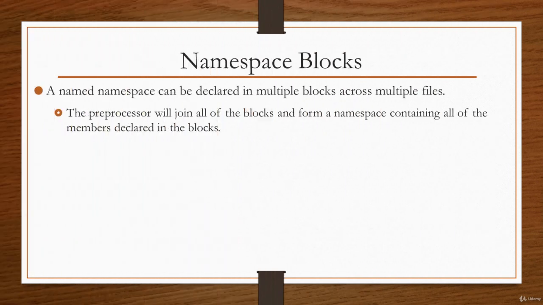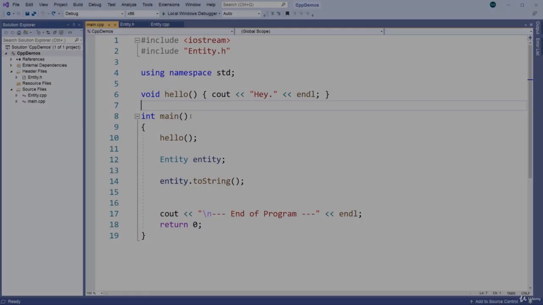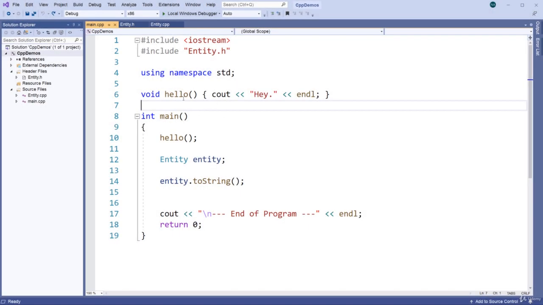Next, I want to talk about namespace blocks. Now, a named namespace can be declared in multiple blocks across multiple files if you want. So across multiple files or in a single file. And the preprocessor is going to join all of those blocks and form a namespace containing all of the members declared in the blocks.